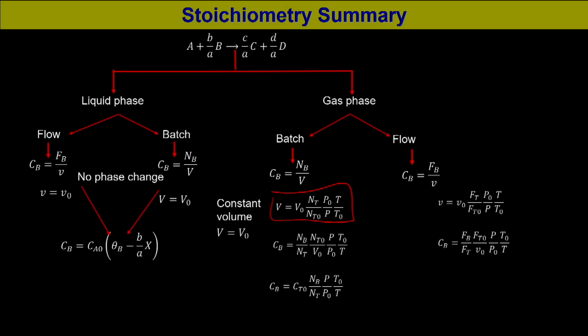And so, rearranging these relations, Cb would be Ct naught, because Nt naught by V naught is Ct naught, into Nb by Nt into P by P naught into T naught by T. Similarly, in case of the flow reactor we can write Cb is equal to Ct naught Fb by Ft into P by P naught into T naught by T. But if it is a constant volume batch reactor, V is equal to V naught, so in that case we obtain this relation even in the gas phase: Cb is Ca naught into theta b minus b by a into x.